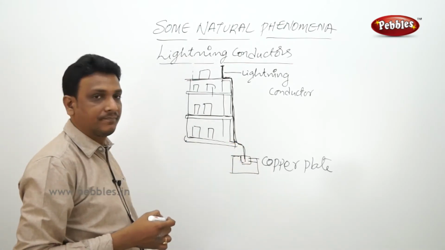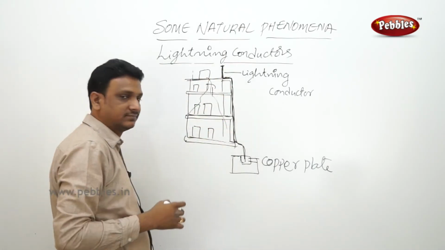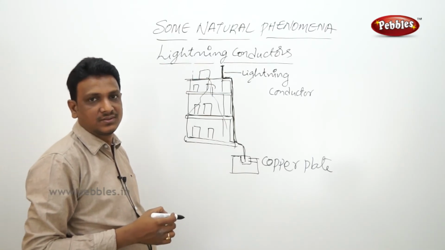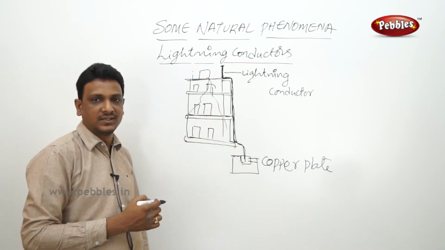It doesn't affect the building. If this lightning conductor is not there, it will affect the building. So the building gets damaged and the people get hurt. It doesn't happen because of the lightning conductor.